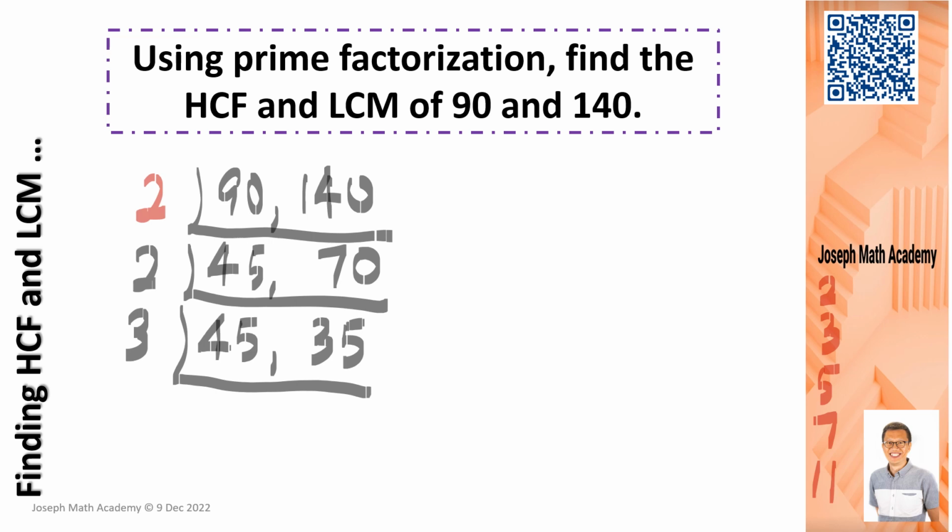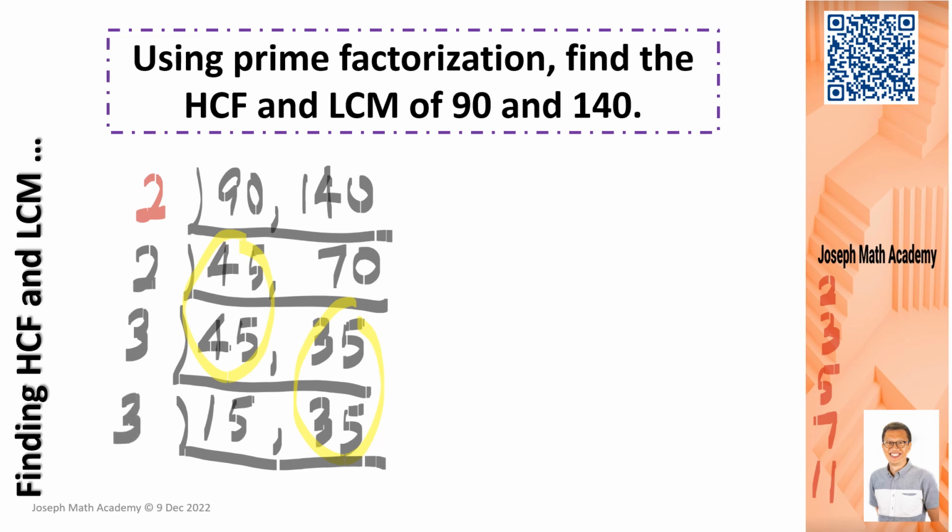Yes, 3 is a divisor of 45, that gives us 15. But 35 cannot be divided by 3. So if it cannot be done, we copy down. So this part copy down. This part copy down. Okay, move on. Now, any more 3? Yes, we can. 15 divided by 3 is 5. 35 cannot divide by 3 again, so copy down.